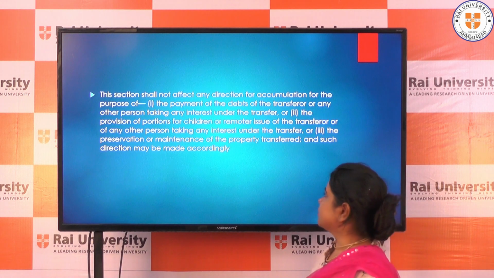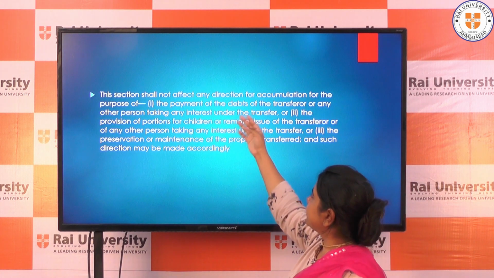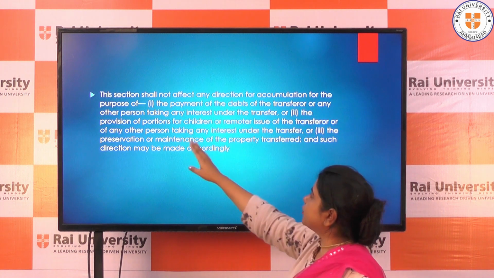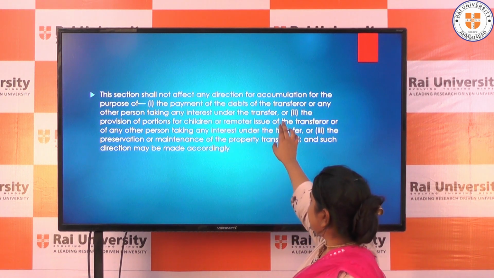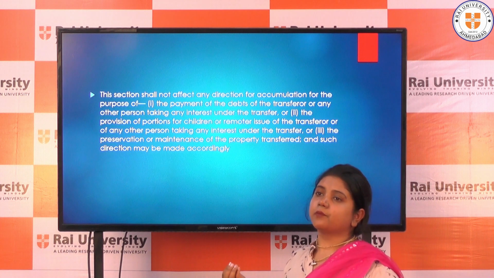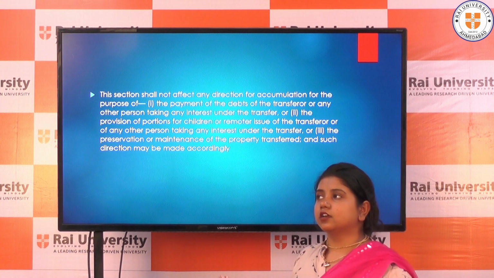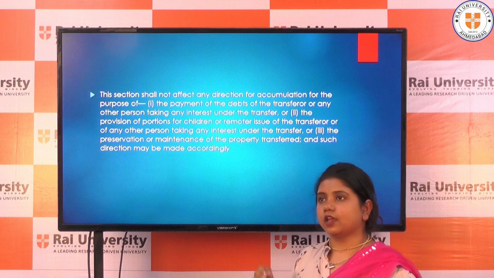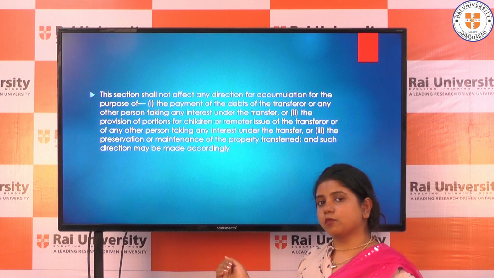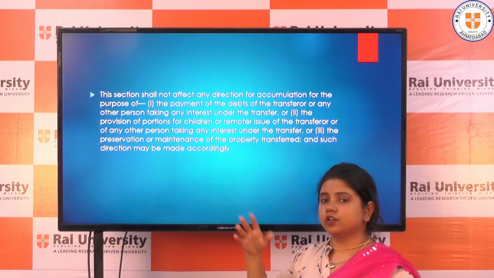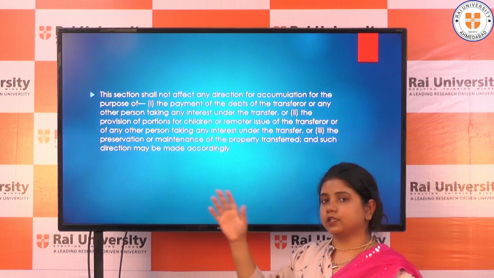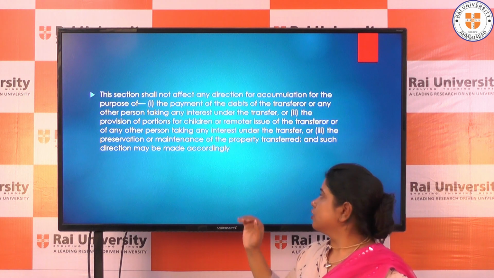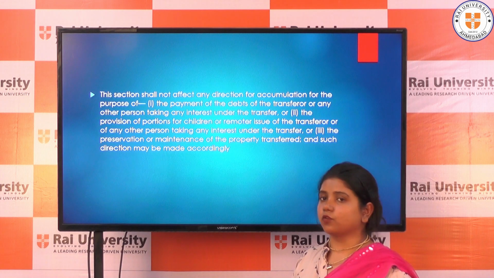Now come to the exception part. This section shall not affect any direction for accumulation for the purpose of the payment of debts of the transferor. For example, C has already given some debts to A, and in return the property is mortgaged to C, but the property is to be transferred to somebody else, that is B. So until and unless the debt is paid, this section will not prevail.